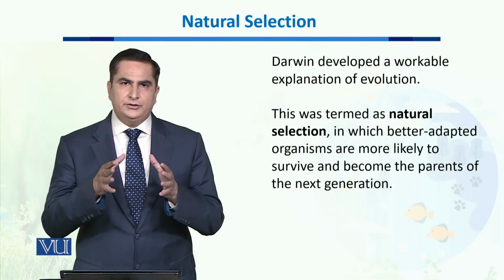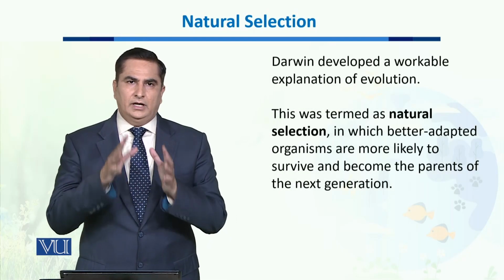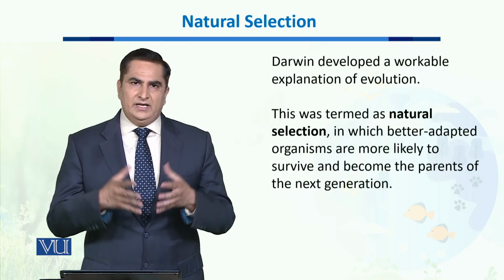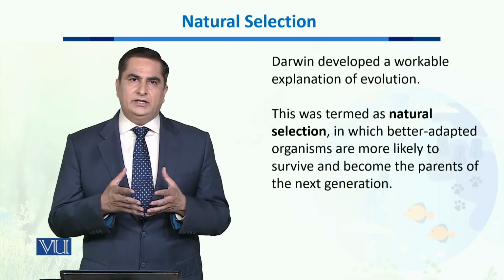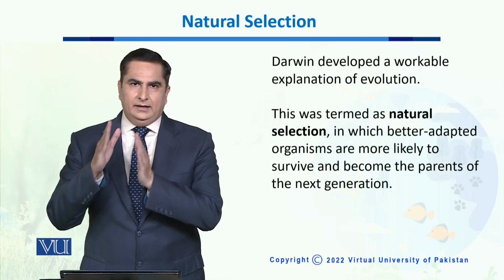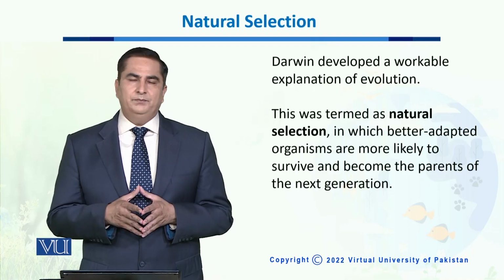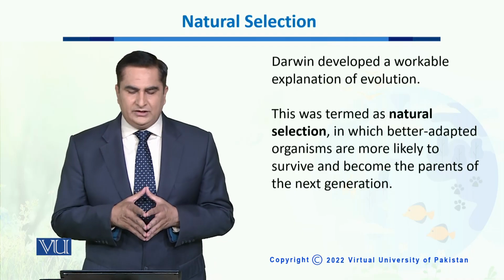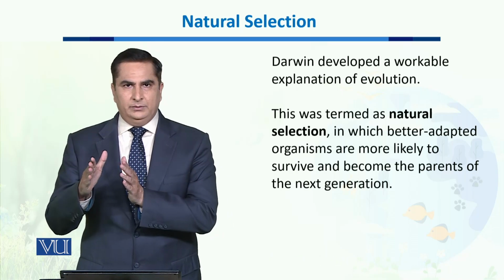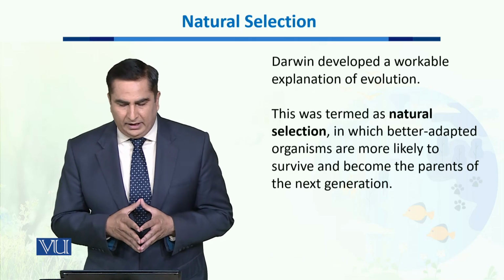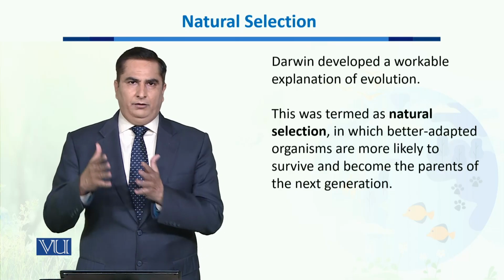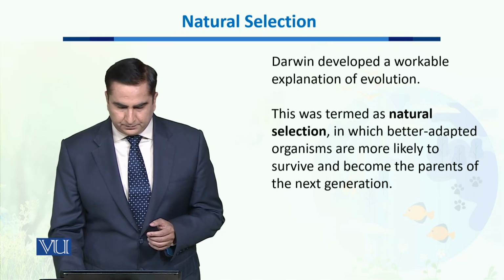Dear students, in this unit, we will talk about Darwin's theory of natural selection. Now, Darwin developed a workable explanation of the theory of evolution. He termed the concept natural selection, in which better adapted organisms in a specific environment are more likely to survive and become the parents of the next generation.